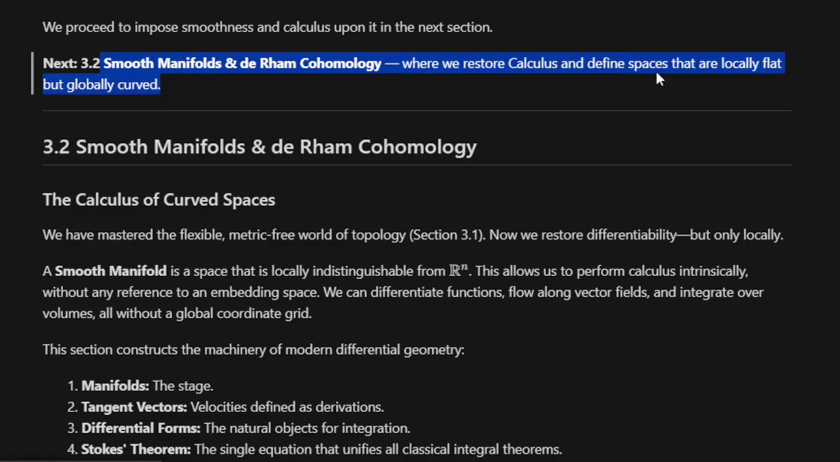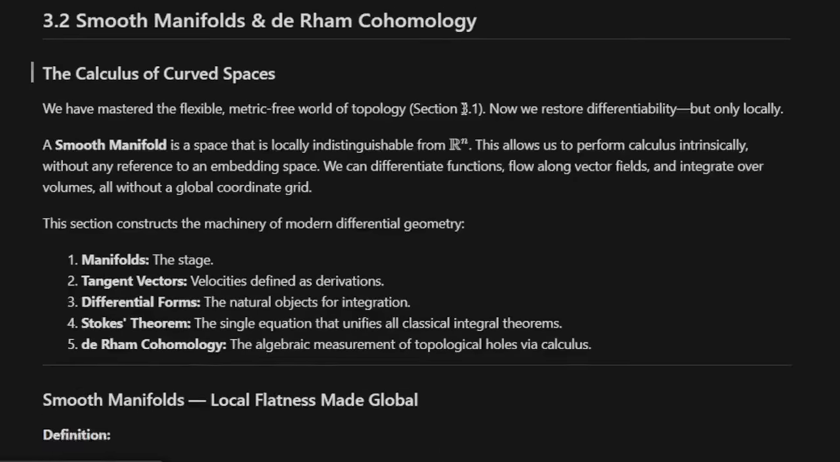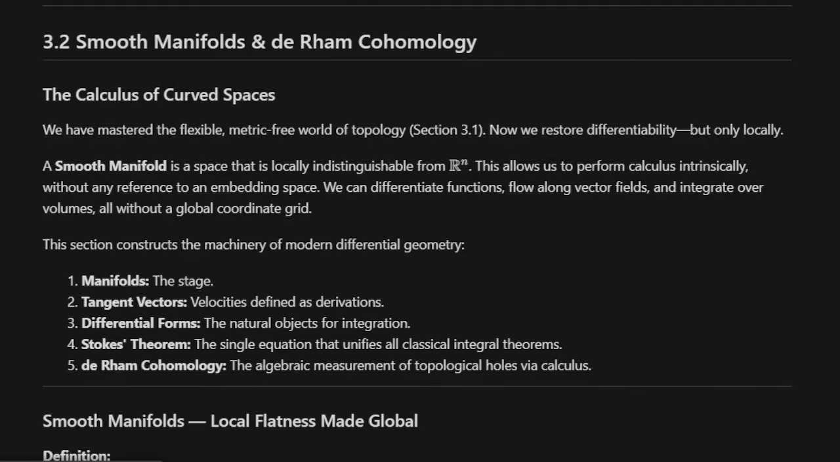Now the next thing we're going to talk about is manifolds and de Rham cohomology. So we successfully covered the rubber sheet world of topology, and we can now stretch, twist, and deform space and calculate fundamental groups, groupoids, if you will, and detect holes using loops. But there is a problem because topology itself is jagged.